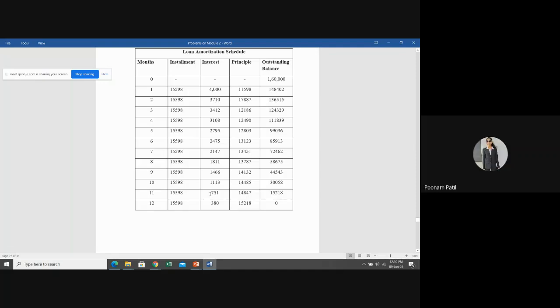For interest, that is outstanding balance, 15,218 into 2.5, we'll get the interest 300.